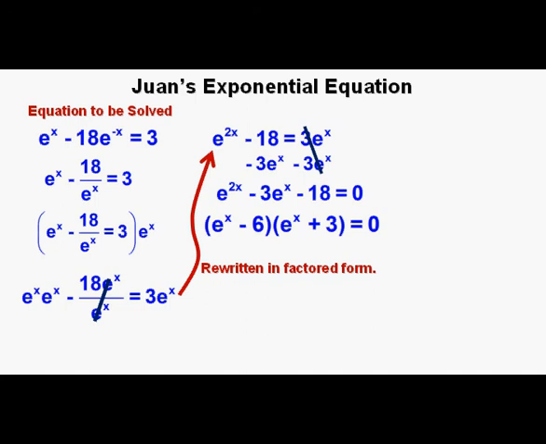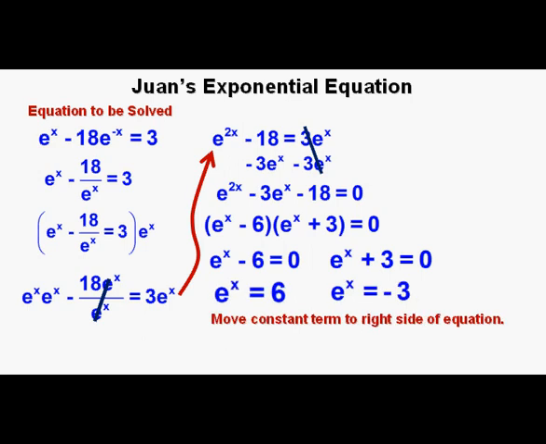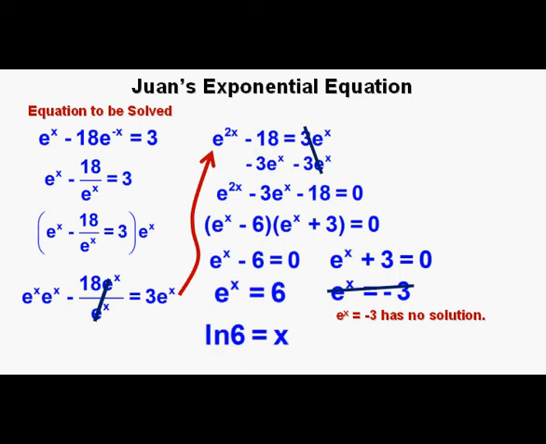And setting each of the factors equal to 0, we have e to the x power minus 6 equals 0, and e to the x power plus 3 equals 0. And putting the constant term on the other side of the equal sign, we have e to the x power equals 6, and e to the x power equals negative 3. Since e to the x power has to be greater than 0, e to the x equals negative 3 has no solution. But for e to the x power equals 6, we can rewrite the equation as a logarithmic equation, and it's ln of 6, which is the natural log, or log base e of 6, equals x.